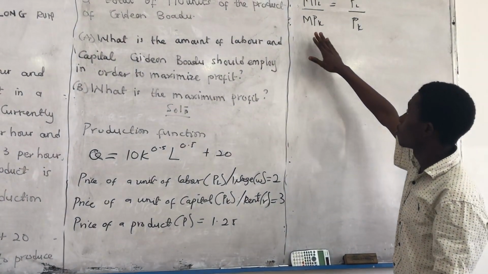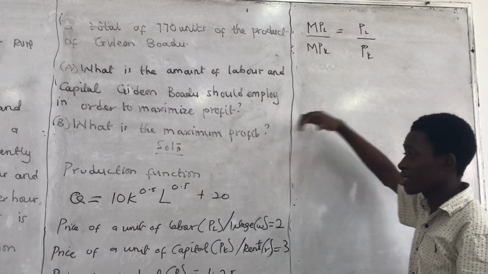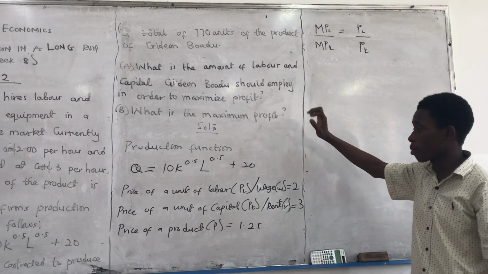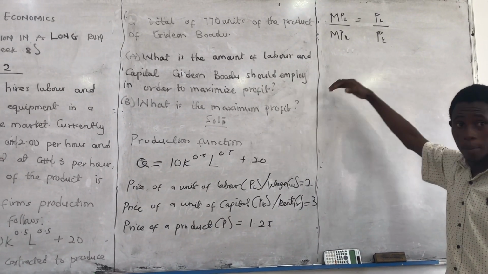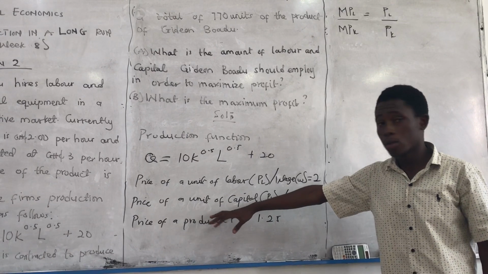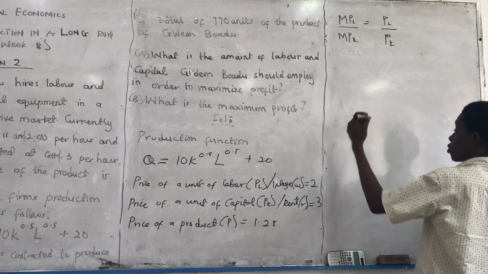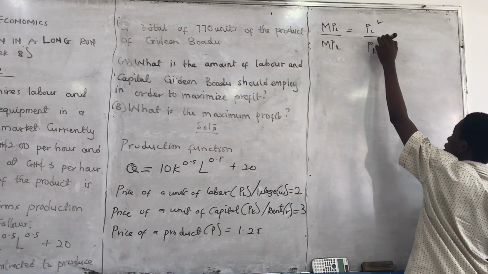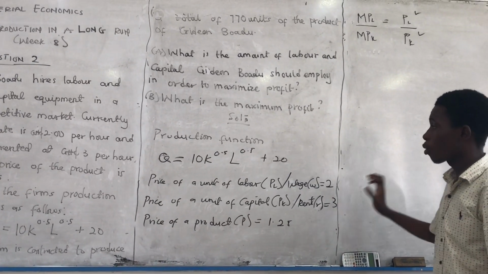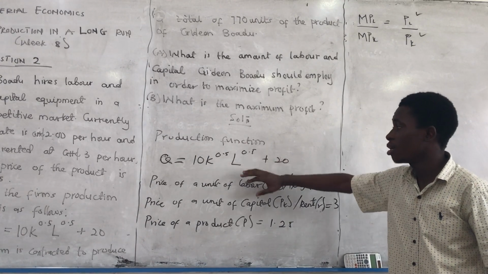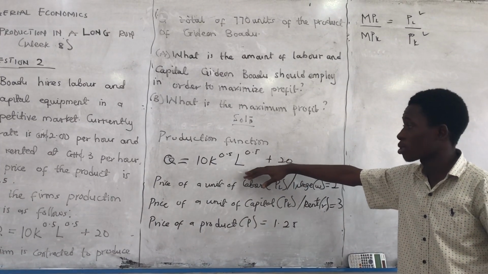The marginal product of labor over the marginal product of capital is equal to the price of labor over the price of capital. We then check the question: do you have the price of labor? Yes, the same as the wage, 2 cedis. The price of a unit of capital, PK, is the same as rent, which is 3 cedis. Do you have MPL or MPK in the question? No. So we are going to pick the production function, differentiate it with respect to labor, and differentiate it with respect to capital.